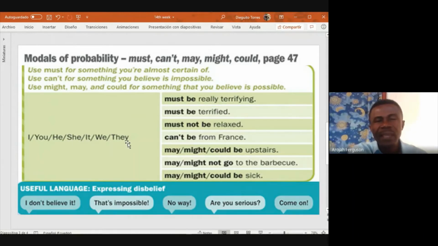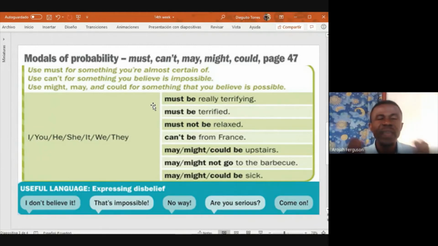The first sentence is must be really terrifying. Must be really terrifying. Okay, so you can use it. It must be really terrifying. Like the clown. The clown was really terrifying. When we get to useful language, we'll try to fix them into sentences, the vocabularies and the verbs, or the probability, the modal verbs. We'll fix them into sentences. Very good.